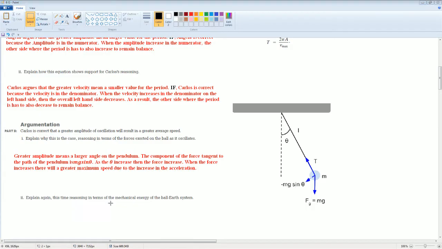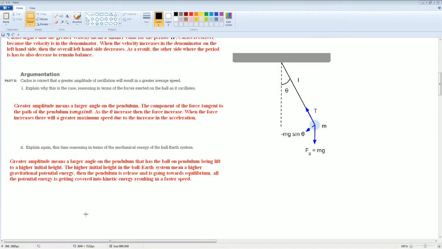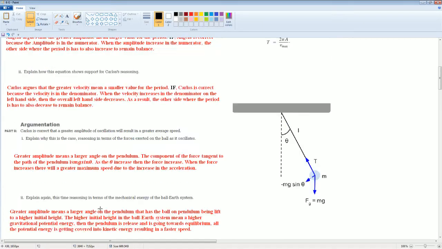Next one, explain this again, but now using mechanical energy in the ball-Earth system. I would say the greater amplitude means a larger angle for the pendulum, so the ball in the pendulum is lifted to a higher initial height. The higher the initial height in the ball-Earth system means a higher gravitational potential energy. Then the pendulum is released and it goes towards equilibrium. All the potential energy now has to convert into kinetic energy, resulting in a faster speed because there's more potential energy being converted. Okay, so here are all your answers.